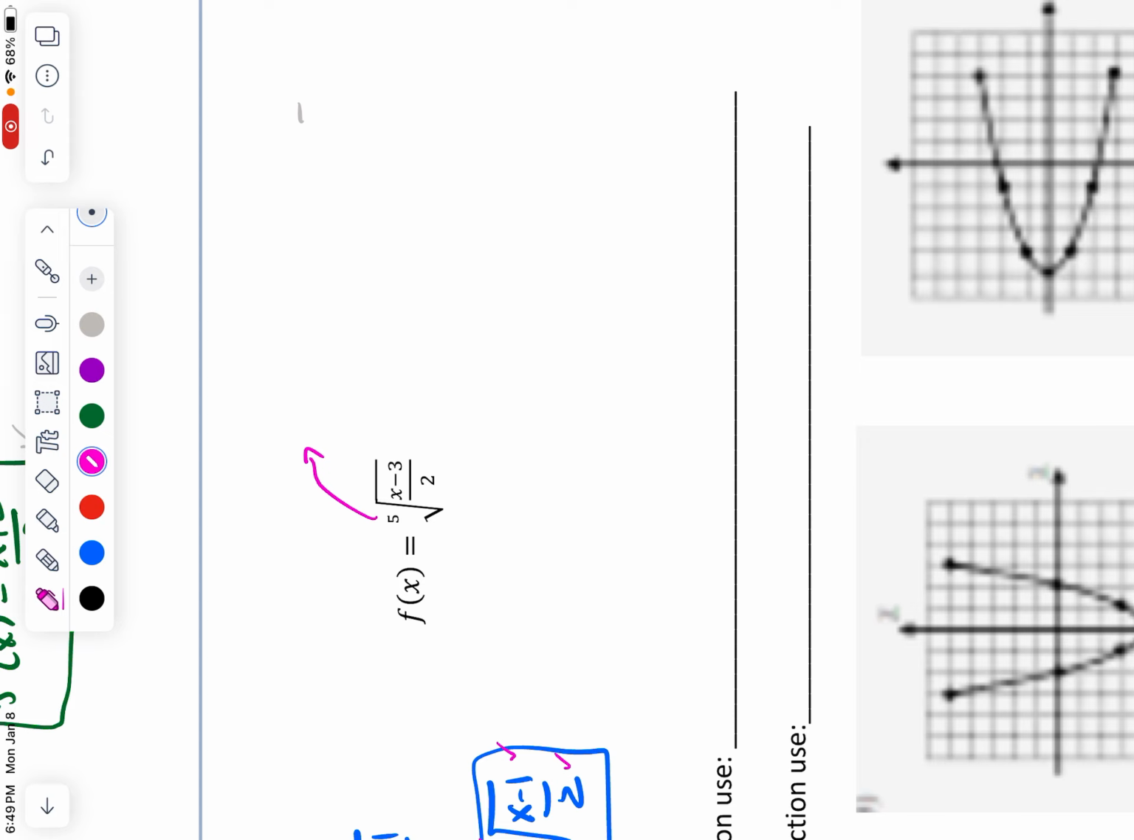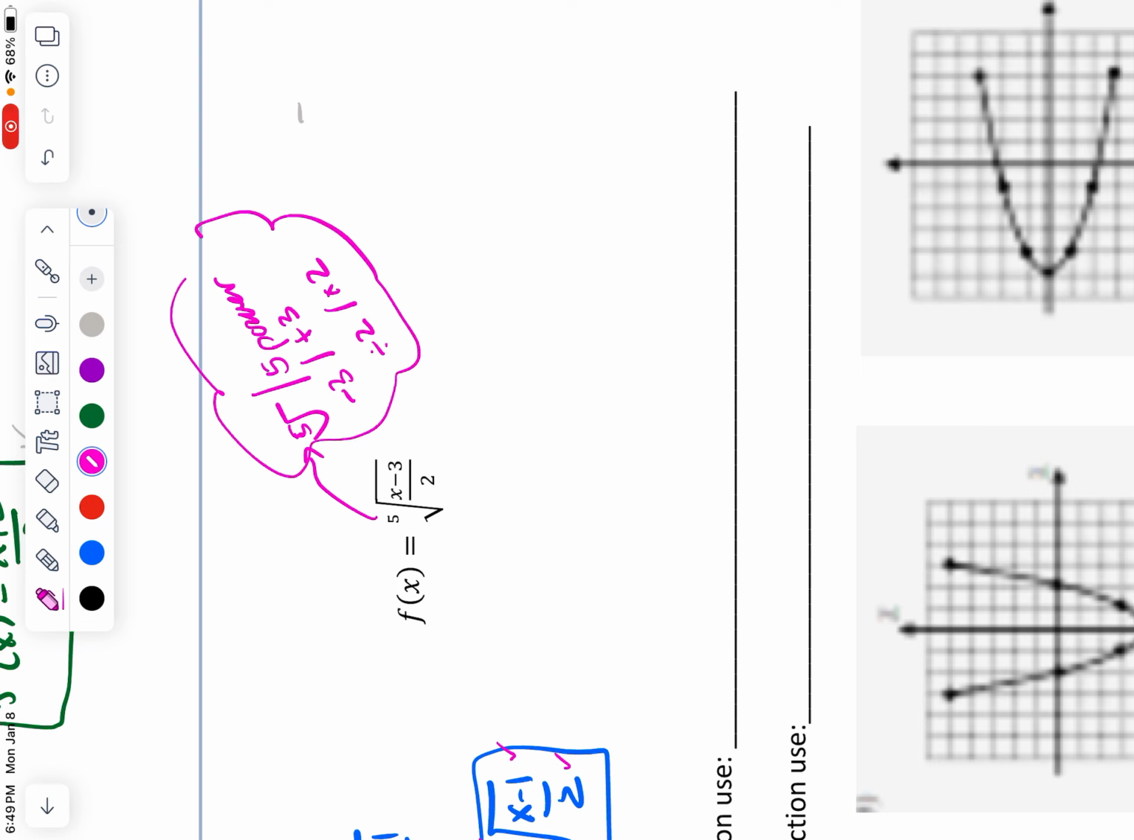Here, I have a fifth root. So if the fifth root is what you have, you expect to see a fifth power because they're opposites. I have a minus 3, I expect to see a plus 3. I have a divided by 2, I'll expect to see a multiplied by 2. These are just things that I expect in my answer, but I write it as y.